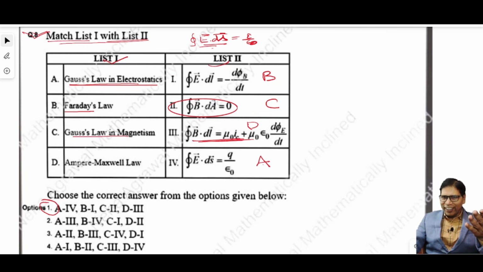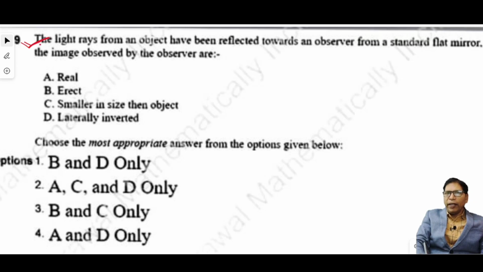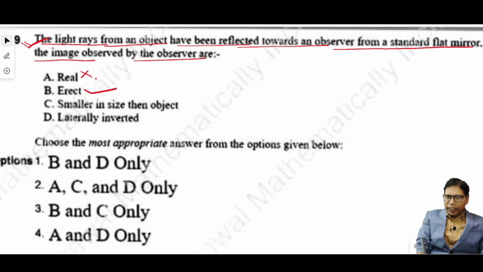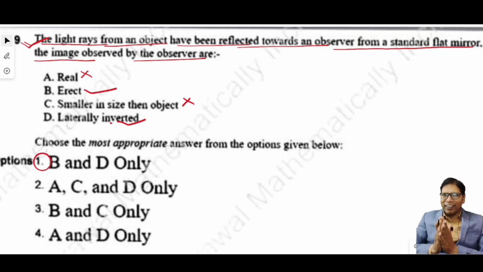Okay. Now next, question number 9. Light rays from an object have been reflected towards the observer from a standard flat mirror. The image is observed by the observer. Look at this. This is erect, not real. This is virtual. Smaller in size? No. Laterally inverted. So look at this, B and D are correct. Okay. So look at this, option 1 is correct.